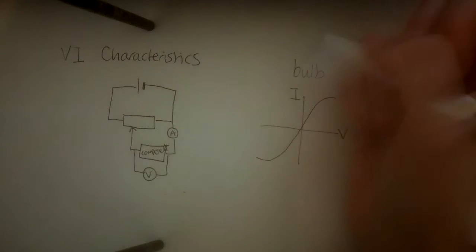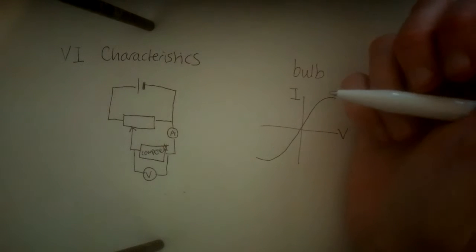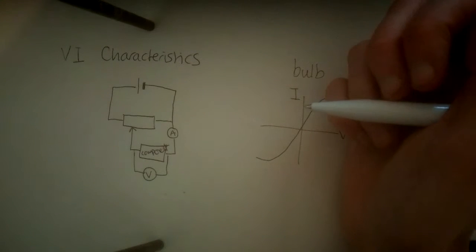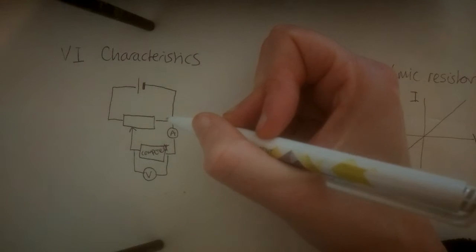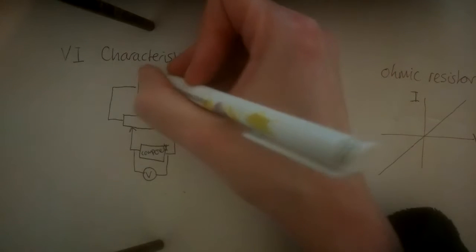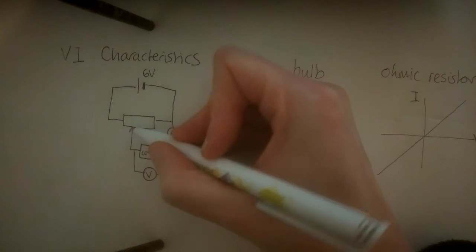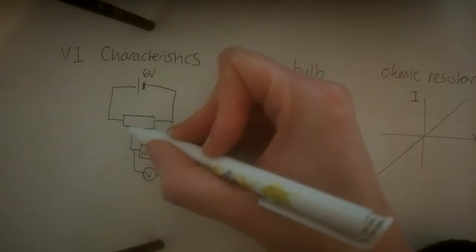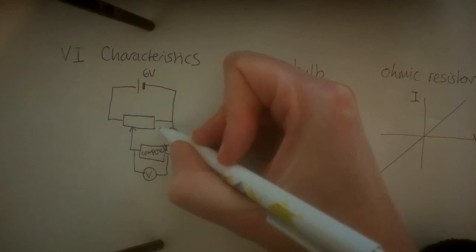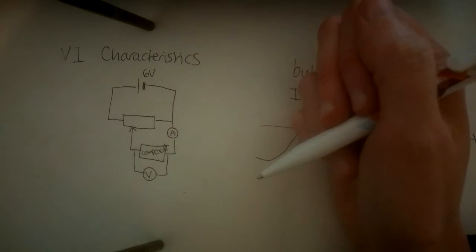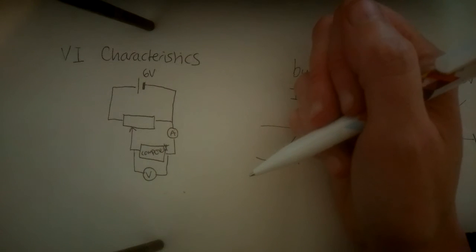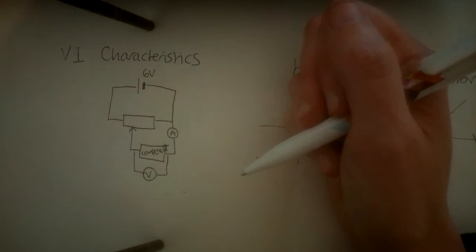Now the reason why you do this and don't just stick a variable resistor in the circuit is because this way you get a full range of the potential difference. So if this was 6 volts, you could slide this along here and get 6 volts over your component, or you could slide it along here and get 0 volts over your component. If you just stick a variable resistor in the circuit, you can't get that full range.